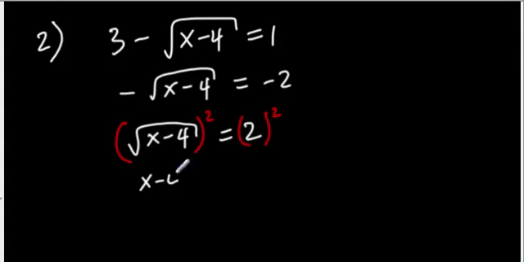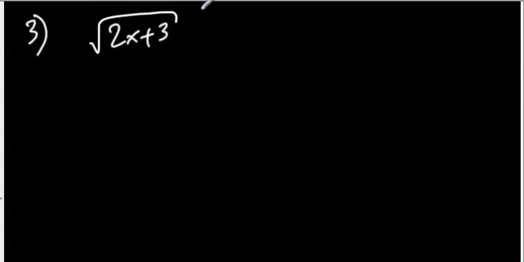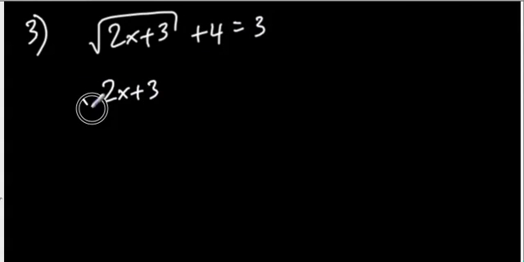So we get x minus 4 is equal to 4. And then x is equal to 4 plus 4, which is equal to 8. So x is equal to 8, and that's our answer. Number 3. Let's do this. The square root of 2x plus 3, plus 4, equals 3. Subtract 4 from both sides. We want to isolate that, so that's equal to negative 1.